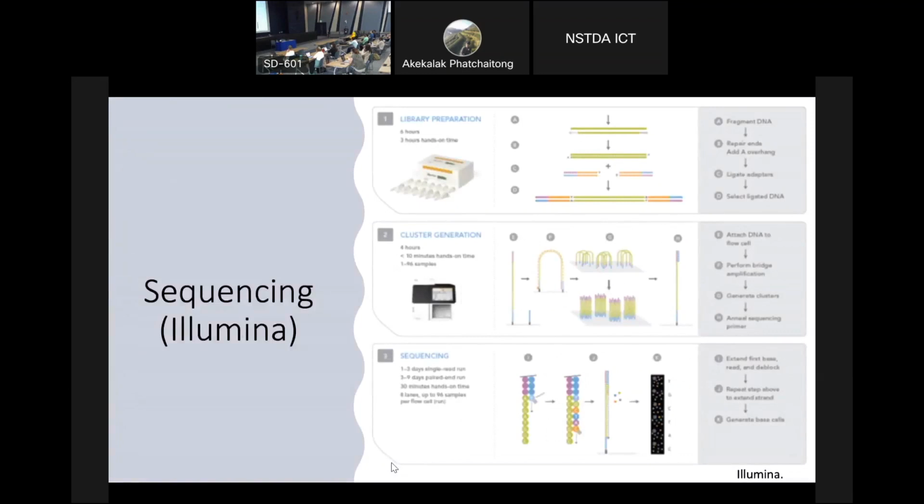Now, I remember Dr. Nick Virolda the other day played a video, so I'm not going to go through it; you should still remember. But roughly, it involves 3 steps: library preparation, cluster generation, which is to strengthen the signal, and then eventually you do your sequencing.